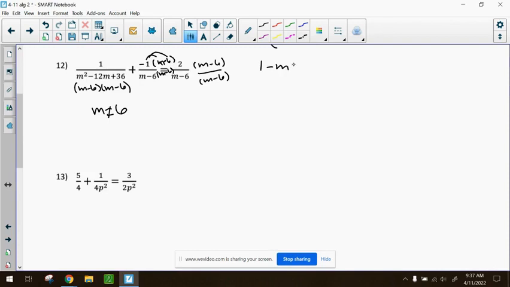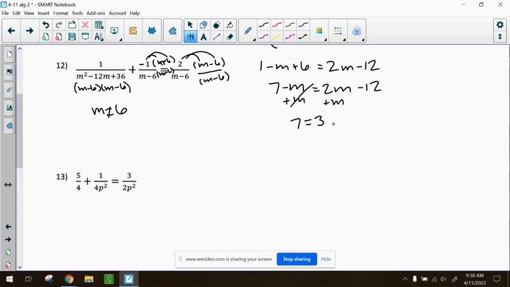So minus m plus 6 equals 2. Not just that 2, but we have to distribute it through 2m minus 12. When we combine like terms, we get 7 minus m equals 2m minus 12. I'm going to start by adding this m over. So 7 equals 3m minus 12. I add the 12 to make it 19 equals 3m. Divide by 3. m will be equal to this fraction 19 over 3.